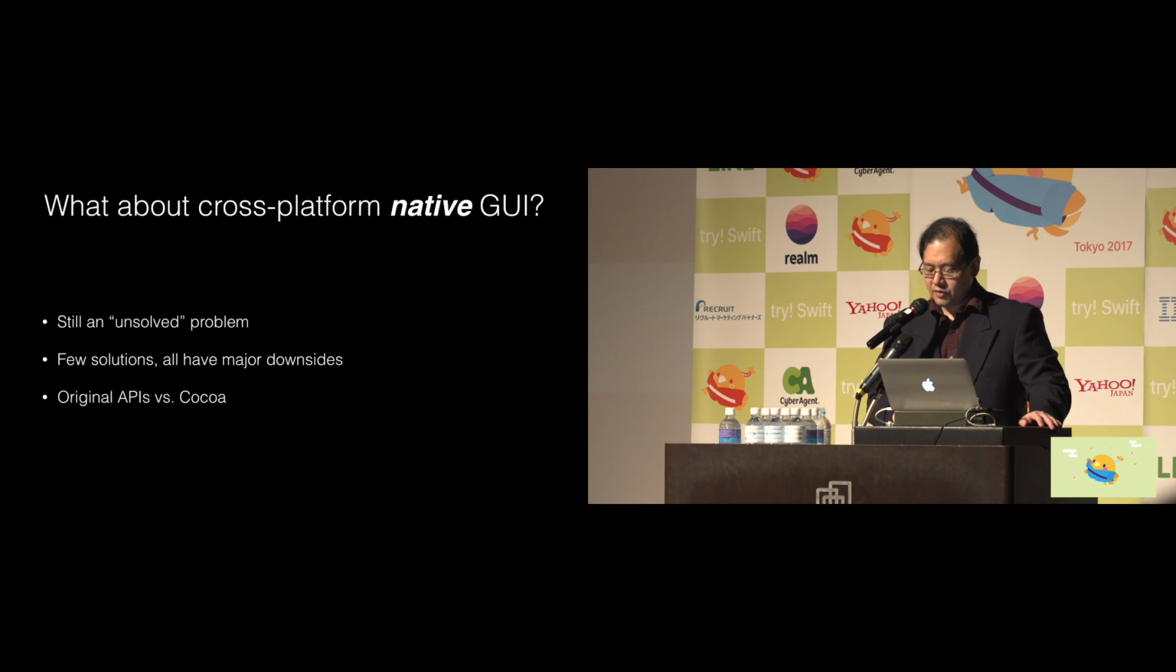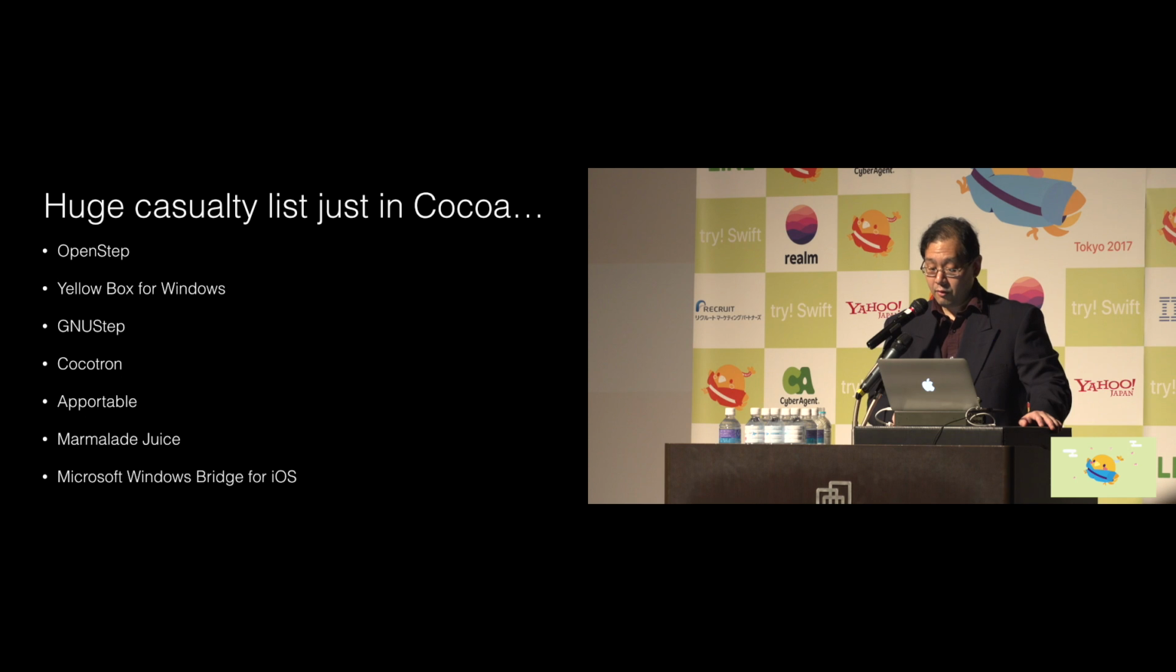But I know most of you are native developers. We know how much the native experience can matter to users and how much better it can be. So, is there a cross-platform solution to native GUI? I know everyone here wishes they could just take their Cocoa apps and recompile them everywhere else, but this is a really hard problem. If you look at history, there's a long list of serious attempts. Every one of these has failed to achieve the dream.